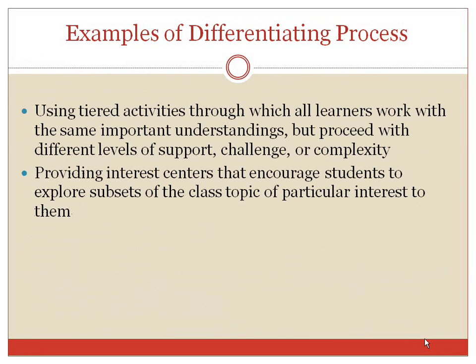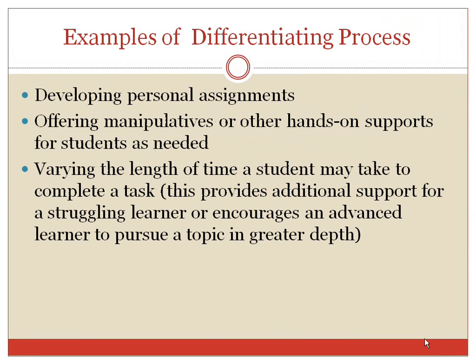How do you differentiate process? Try using tiered activities where all students work with the same important understandings but receive different levels of support, challenge, or complexity. Another way is to provide interest centers where students can explore subsets of the class topic that interest them. Other ways of differentiating process are to develop personal assignments. Personal assignments are task lists written by the teacher that contain work for the whole class and work that addresses individual needs of learners. These tasks are to be completed during a specified time or as students complete work early.